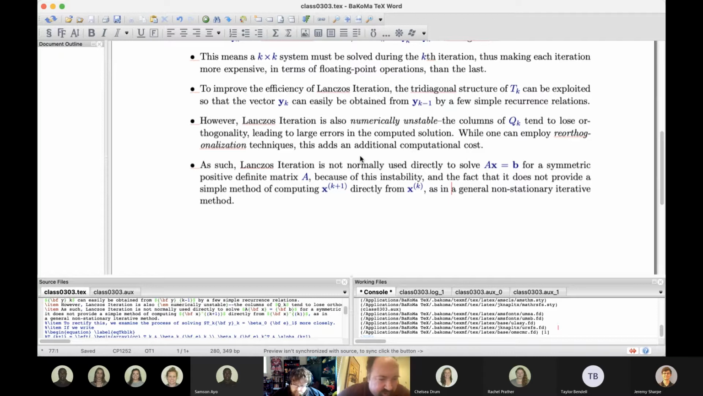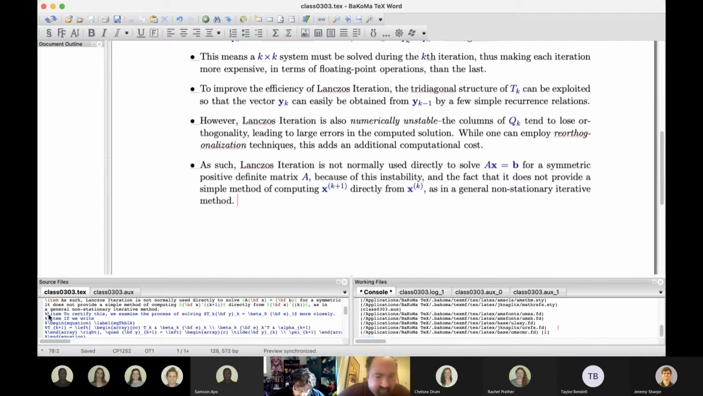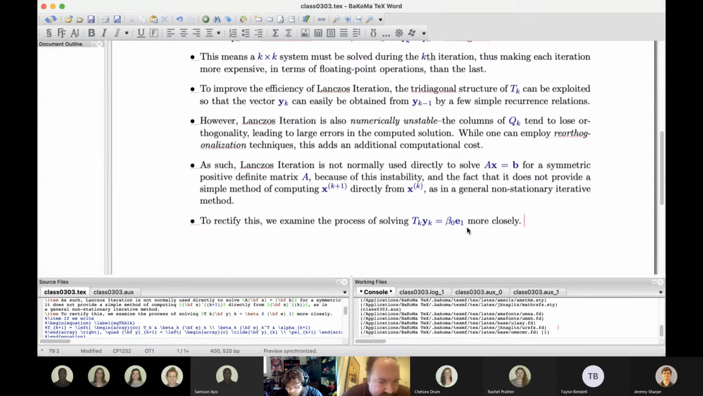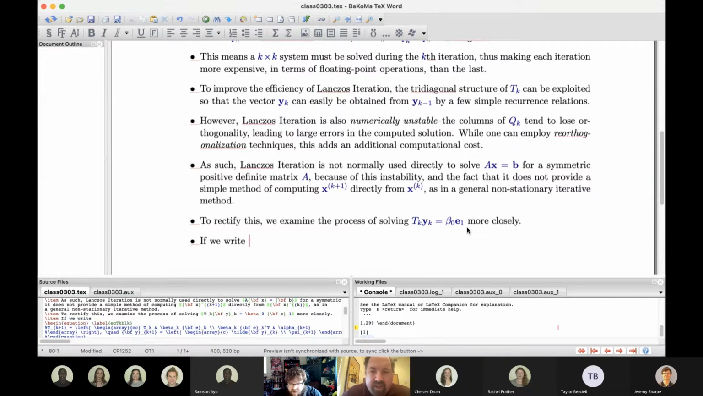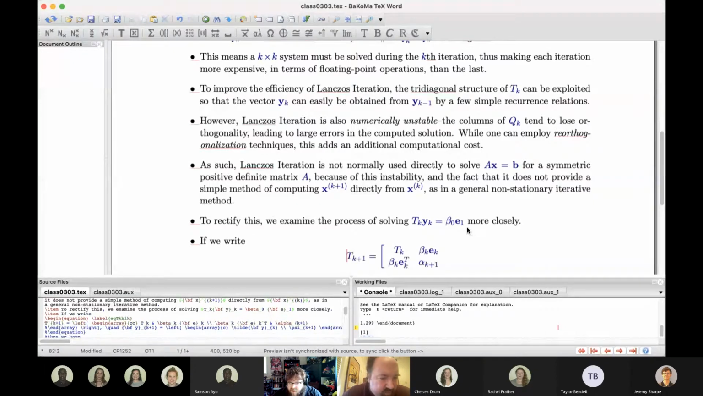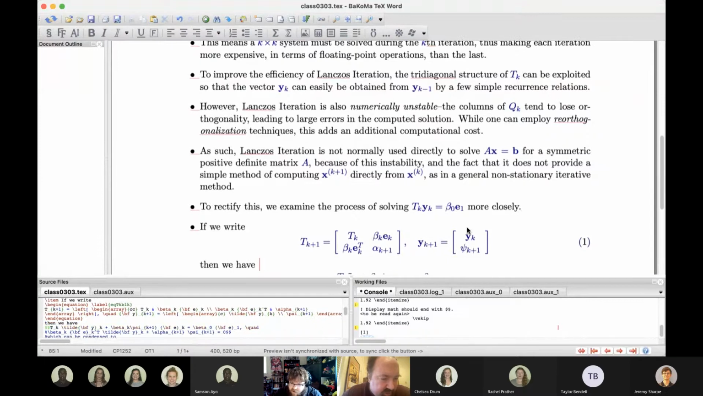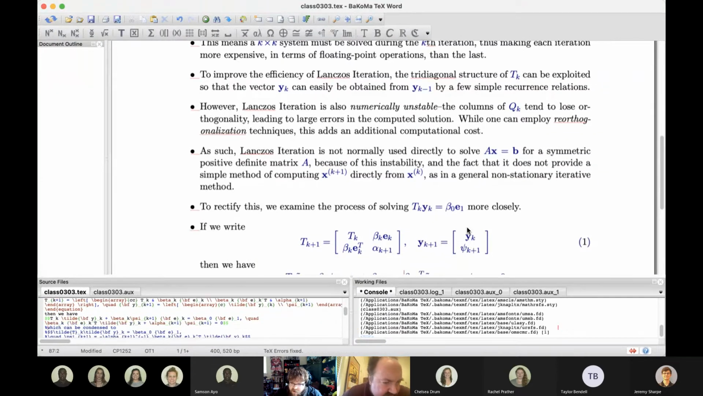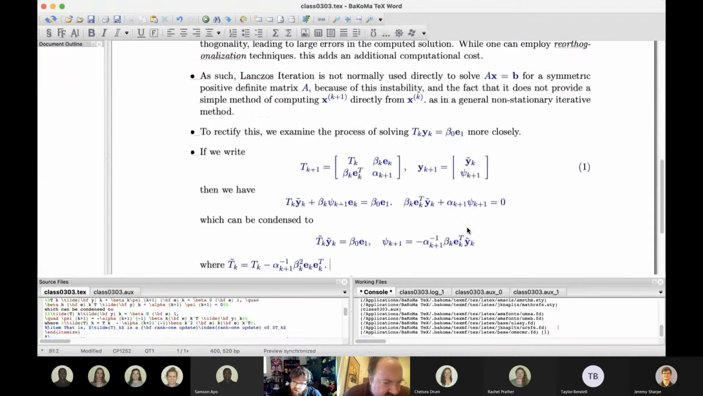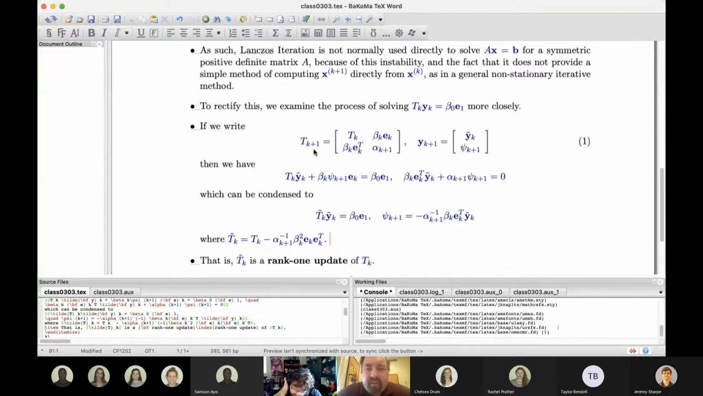All right. So how are we going to do that? It will not be easy. But basically, we're going to look at this system more closely. Now, what happens with this system from one iteration to the next? This is very helpful to understand what is going on and how we can improve it. So what I do is I'm going to write Tk plus 1 in terms of Tk.